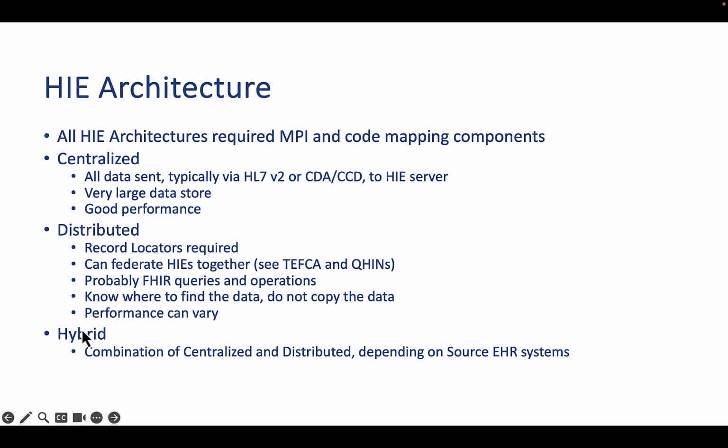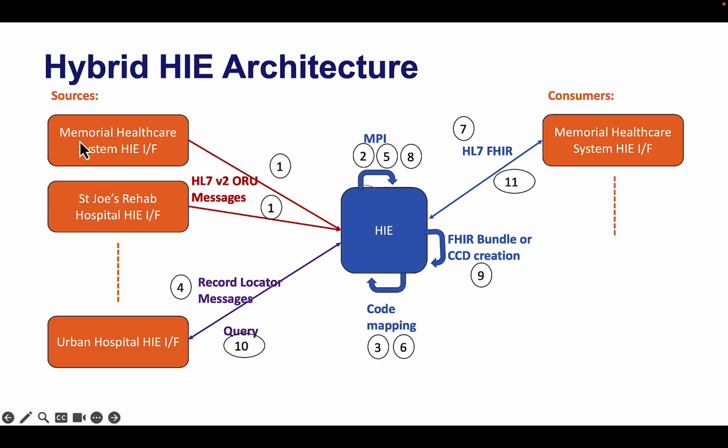Then finally, we have hybrid architectures, and hybrids are combinations of centralized and distributed, depending on what the source EHR system is. We're going to take a look at this in more detail. Over here on the left-hand column, we have sources. Over here on the right-hand column, we have consumers. Typically, healthcare systems are going to be both sources and consumers. So we're going to follow these numbers. By no means is this a thorough systems architecture diagram, and there are always other steps involved.